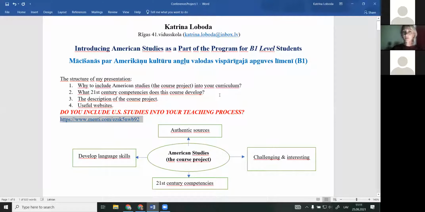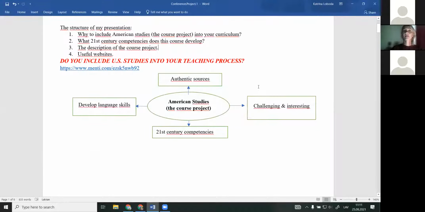Okay. And so why to include American studies into your teaching process? So first of all, it's a great way to develop students' language skills. Students work with authentic sources, as Tatiana mentioned today, that it's very important that students read and listen to authentic sources. So modern teenagers, at least in my school, are so much interested in everything that comes from the United States. It can be a challenging and interesting project.